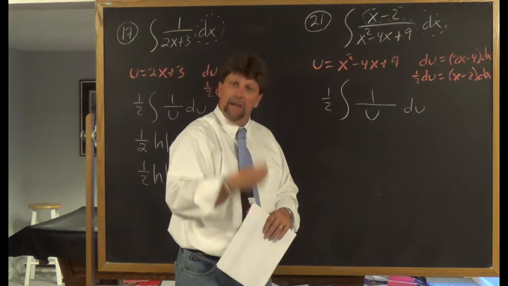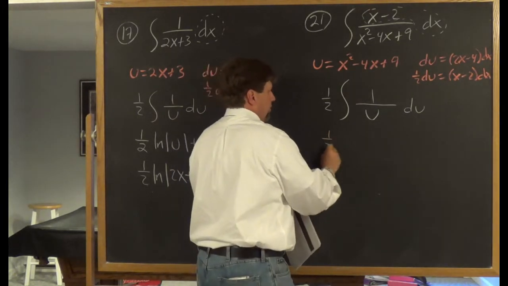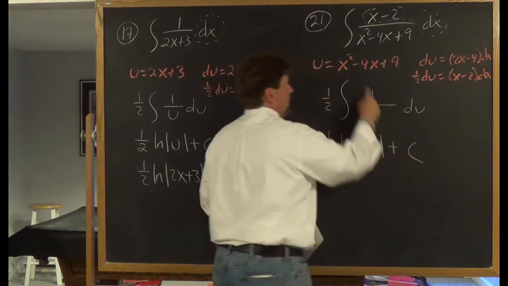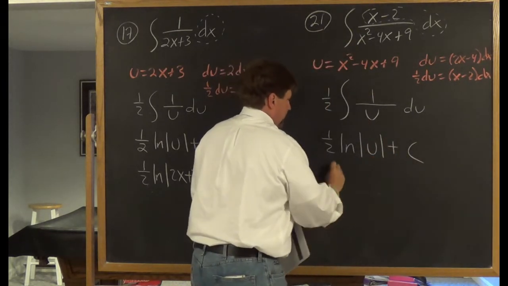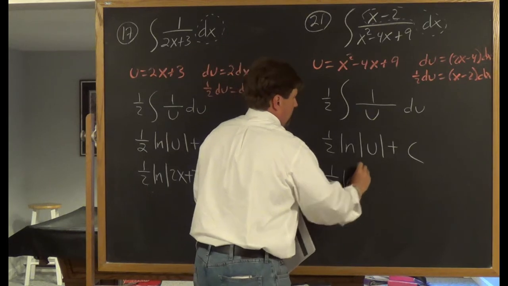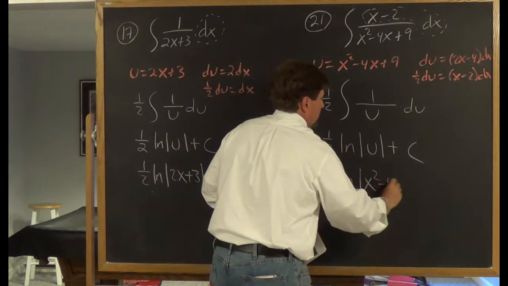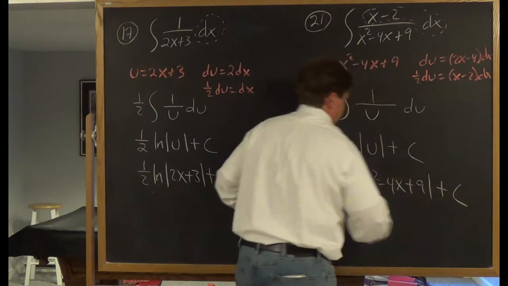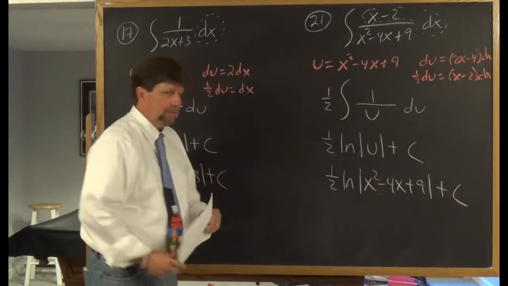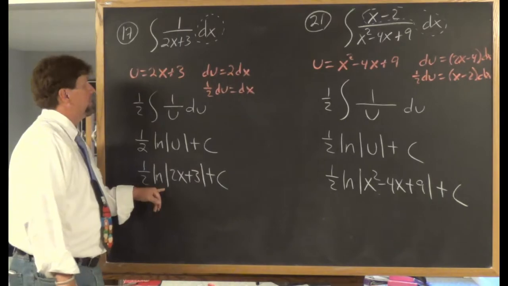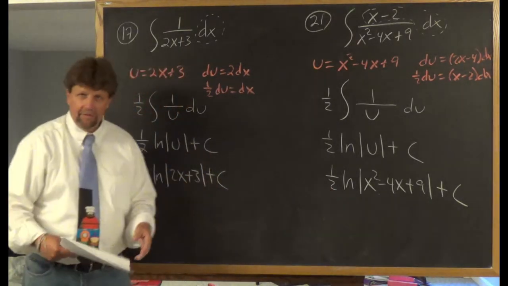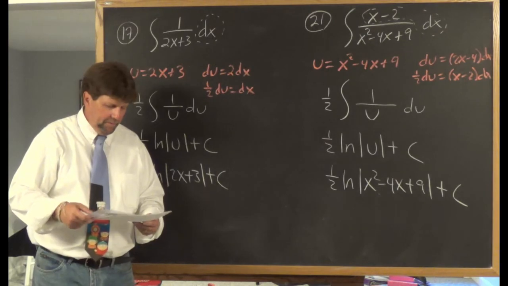Piece of cake now. Antiderivative of 1 over u is natural log absolute value of u. Substitute that back in here for u. And that should be it. That's it for number 21. So hopefully you got this for number 17. Hopefully you got that for 21. Hopefully you're feeling pretty good about this stuff.